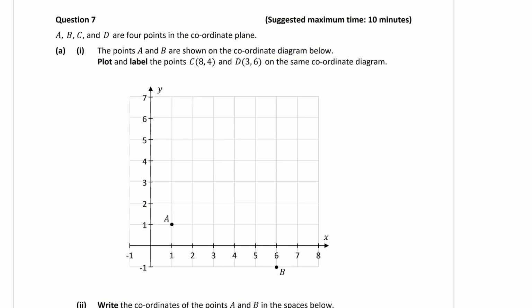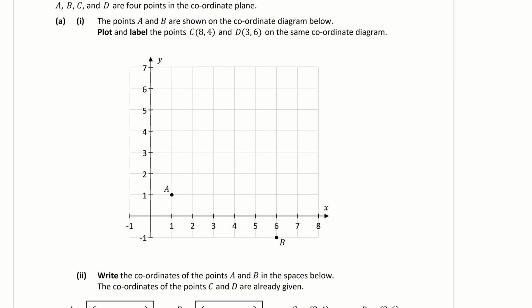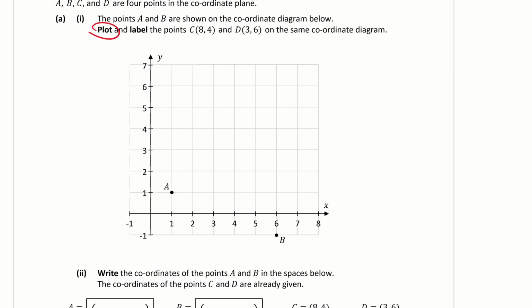Question 7, then we're getting into coordinate geometry. A, B, C, D are 4 points in the coordinate plane. The points A and B are shown. Plot and label, so don't forget to label it here, the points C and D. So C is 8, 4, so across 8 on the x-axis, up 4 on the y-axis, put a C beside it to label it. D, 3, 6, across to 3, up to 6, put a point, label it D.